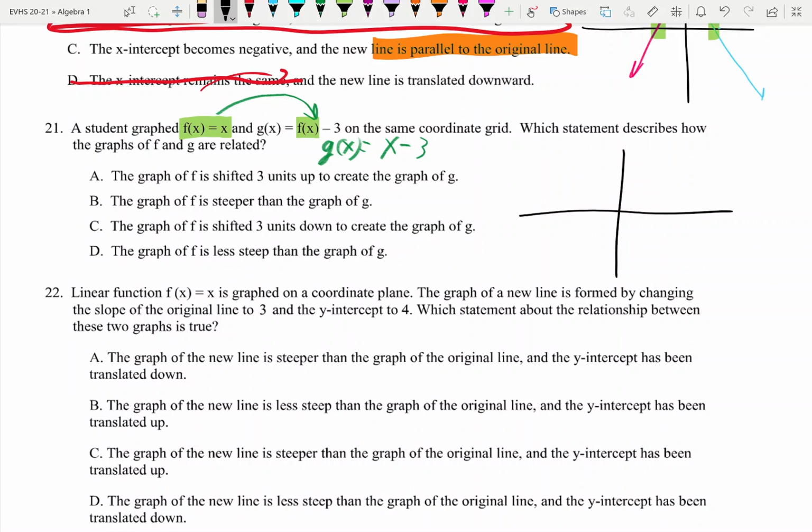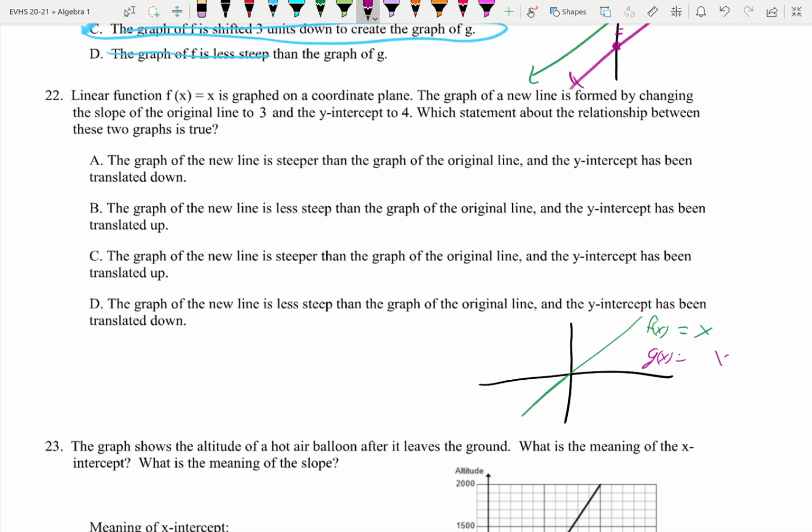I'm going to call that one g of x equals. Now I have that x. So changing the slope of the line to 3 and the y-intercept to 4, so I got a plus 4 here on the end. Which statement is going to be true?